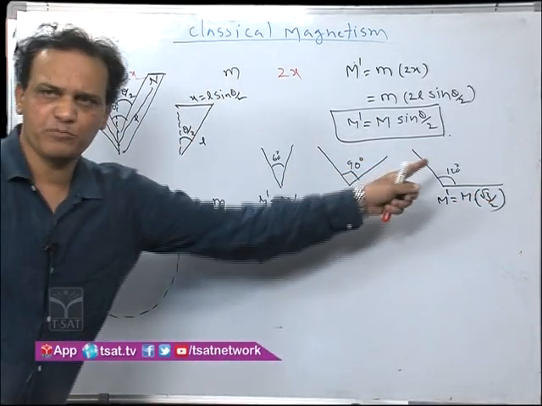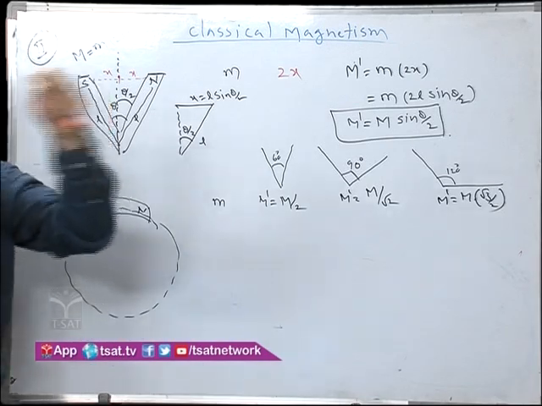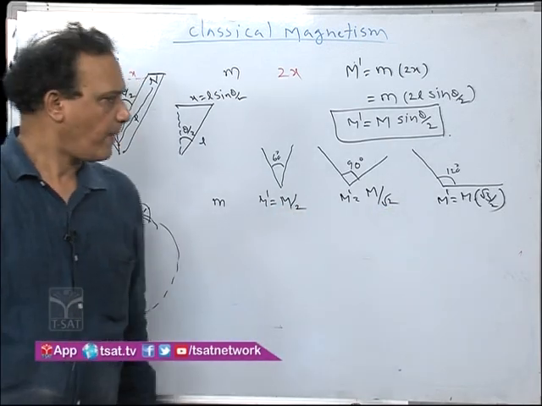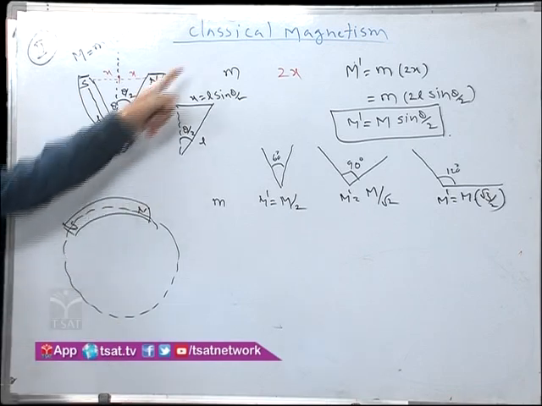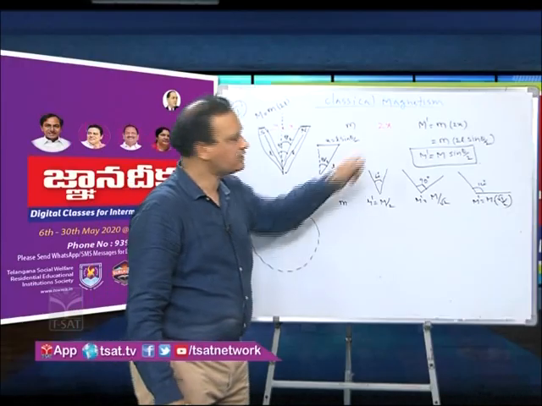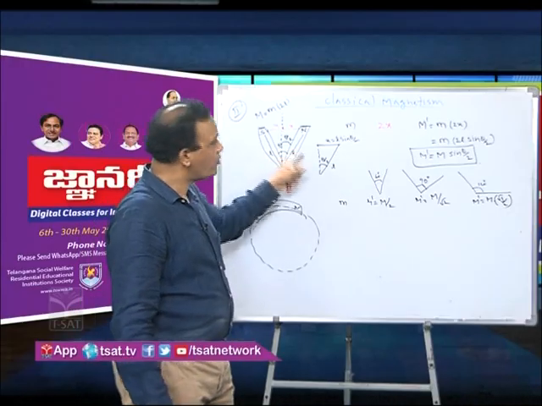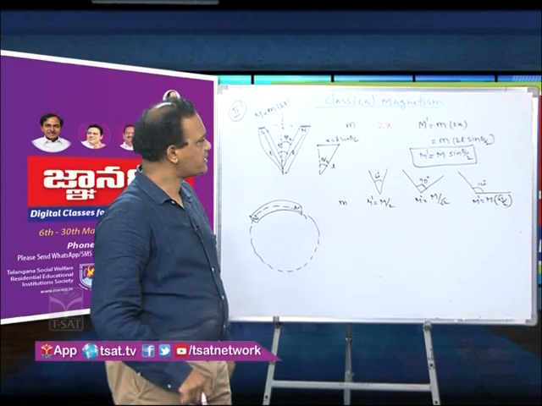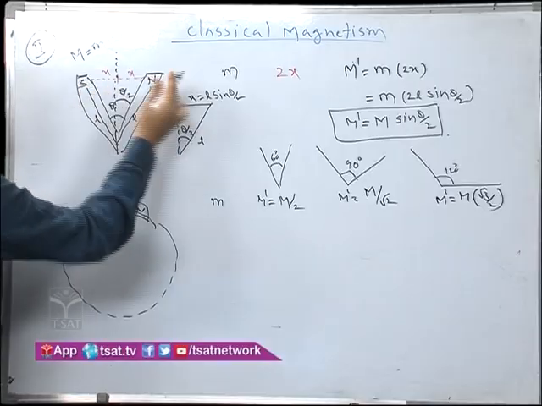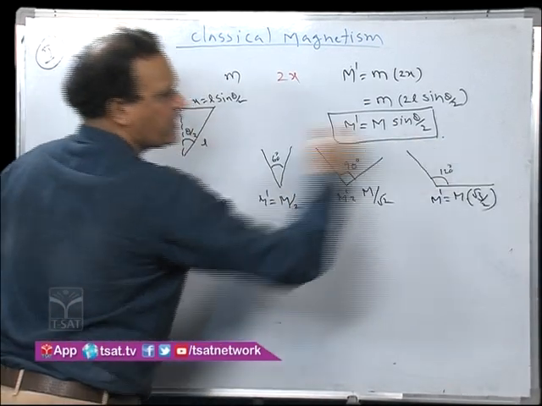So from this experiment, if it is bent, does the magnetic moment increase or decrease? Pole strength remains constant, magnetic length changes. So here the magnetic moment decreases. Why does it decrease? Because the magnetic length decreases, so the magnetic moment decreases.